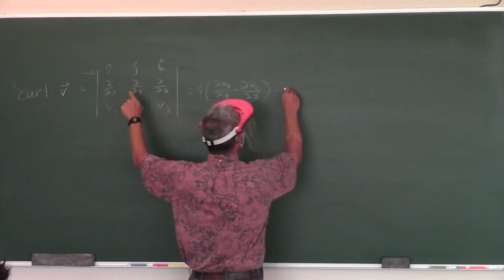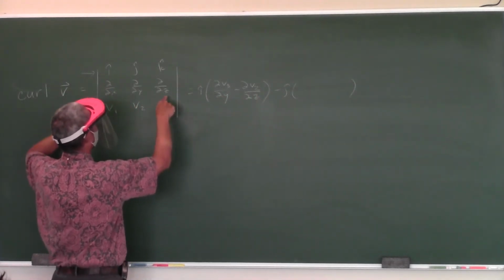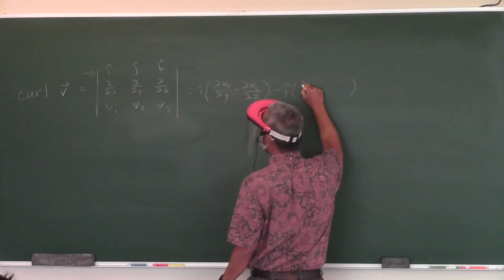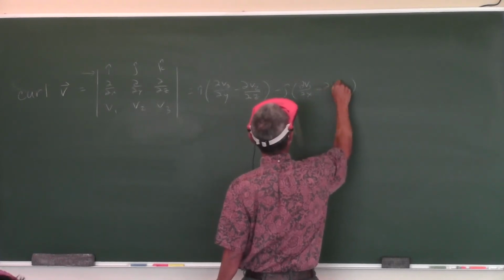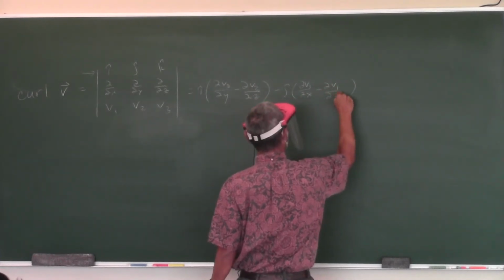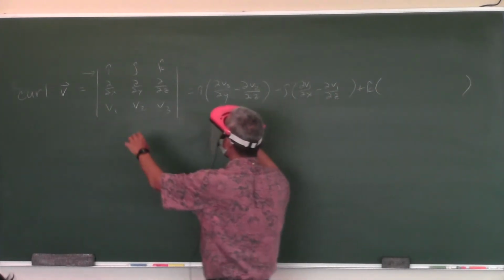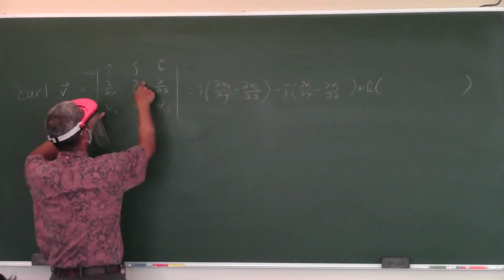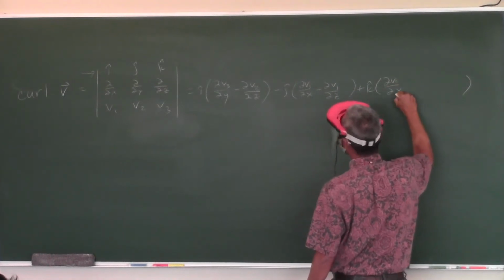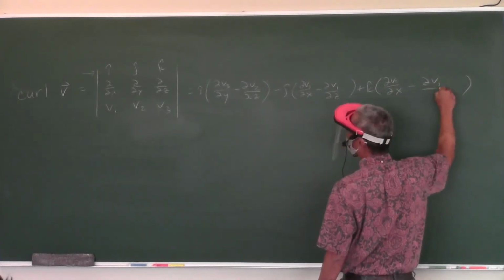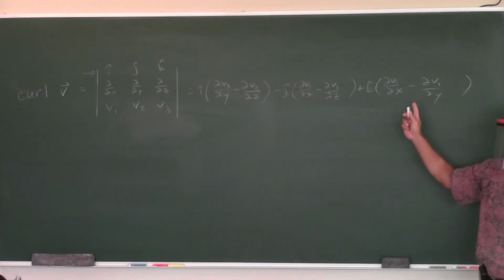Okay, and then minus j, right? And then you go this times this minus that times that. So the partial of v3 with respect to x minus the partial of v1 with respect to z, plus k times, and then you go this times this minus that times that: the partial of v2 with respect to x minus the partial of v1 with respect to y. So this is the actual computation of the curl.